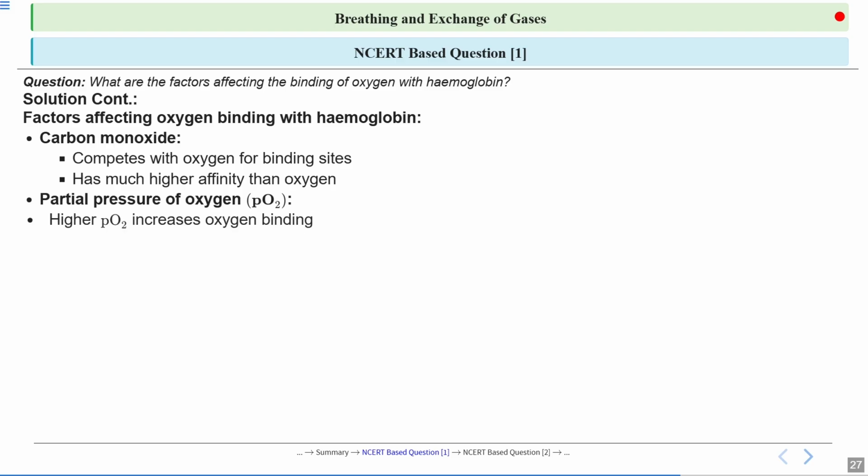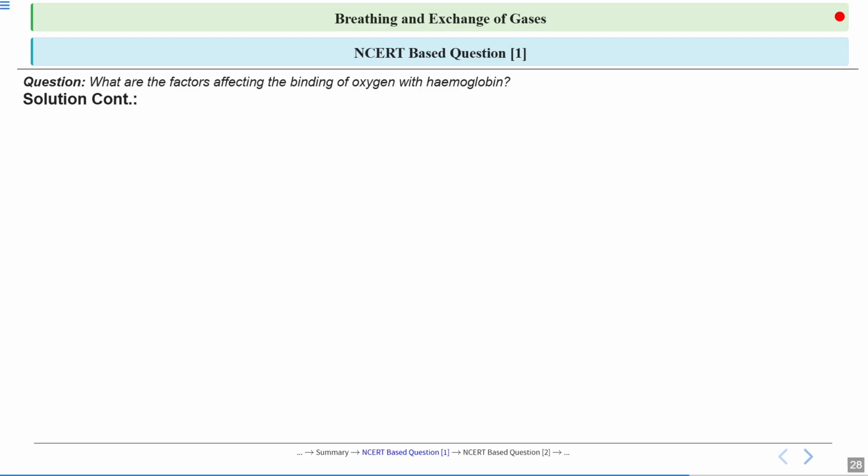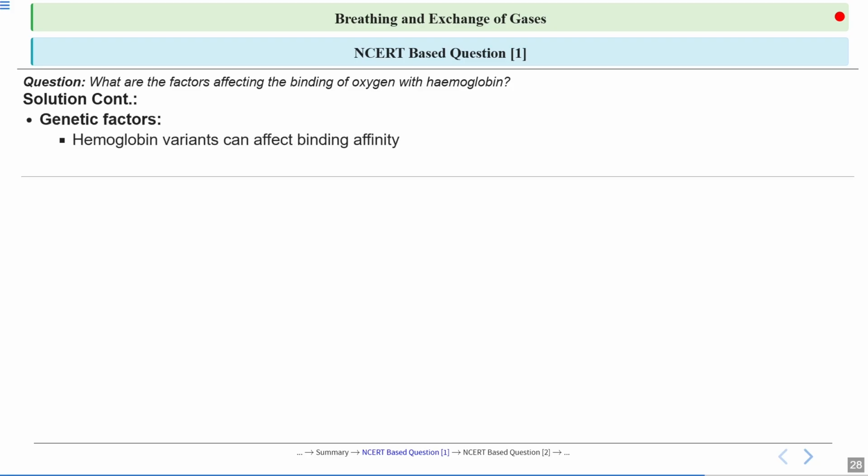Partial pressure of oxygen. Higher PO2, meaning partial pressure of oxygen increases, increases the oxygen binding, and lower PO2 decreases the oxygen binding. Genetic factor. Hemoglobin variants can affect binding affinity. Yes, this is also one of the factors. If there is a variation in the hemoglobin that is not normal, then the oxygen and carbon dioxide transport will be affected, because the binding with the oxygen and carbon dioxide will be changed. Some mutations can cause these disorders.